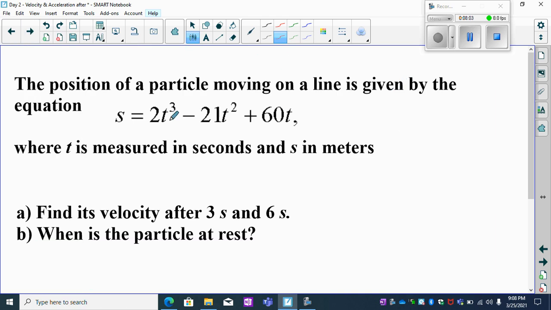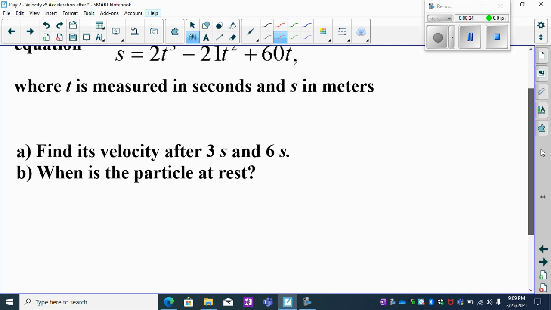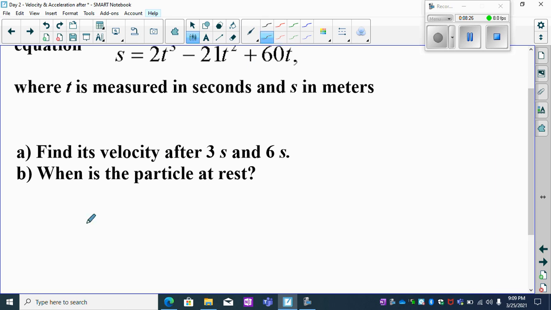Another example, the position of a particle moving on a line is given by the equation s. Okay, s represents displacement, equals 2t cubed minus 21t squared plus 60t, where t is measured in seconds and s is measured in meters. So again, we're talking meters and seconds. So velocity would be in meters per second. Find its velocity after 3 seconds and 6 seconds.